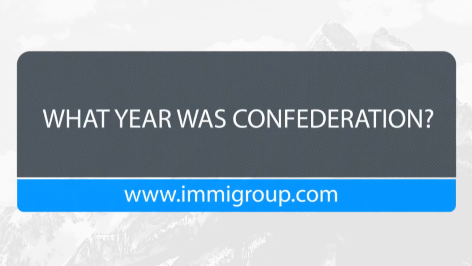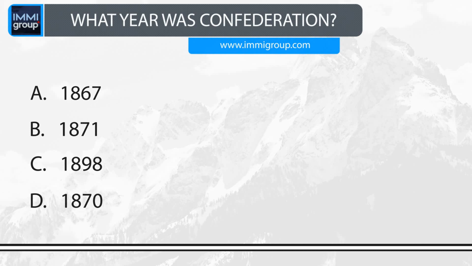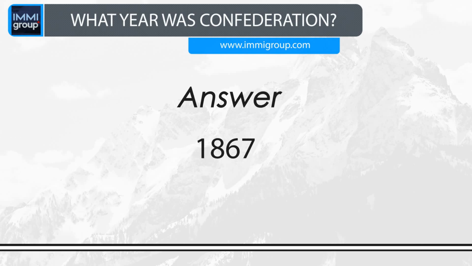What year was Confederation? A. 1867. B. 1871. C. 1898. D. 1870. Answer: 1867.